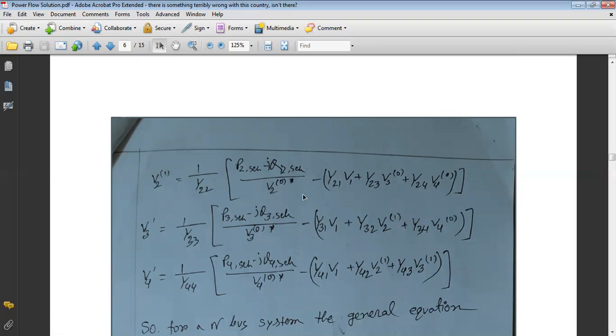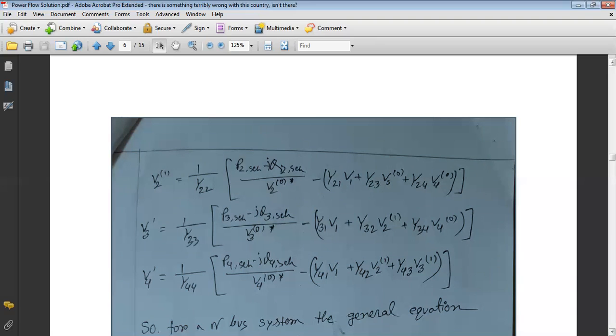So V3, V4 and V2 conjugate are all unknown quantities in this particular equation. If there are several unknown quantities in this equation, then we can't solve it. We can't solve this equation. So to solve this problem, there is a technique: we can assume the value which we don't know.